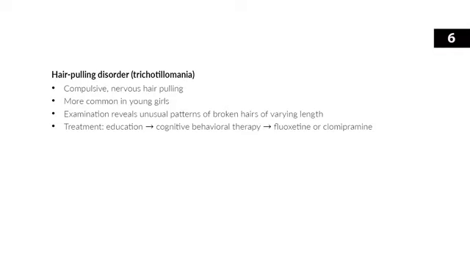We treat this by educating the patient, reminding him or her to stop pulling out hair. You can use cognitive behavioral therapy, trying to get the patient to be mindful of what he or she is doing, or having the patient verbalize the underlying stress or tension in order to confront it in a more constructive way. And then, if non-pharmacologic intervention fails, we sometimes use fluoxetine, which is an SSRI, or clomipramine, which is a tricyclic.